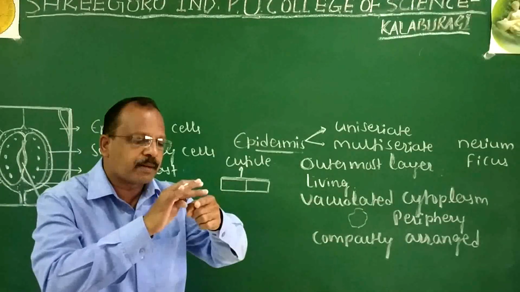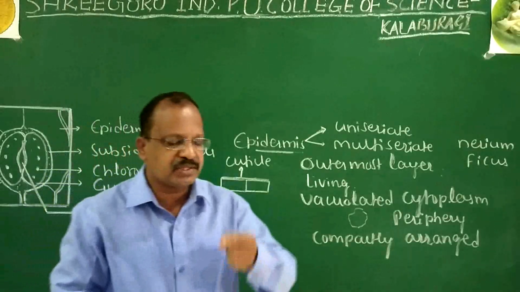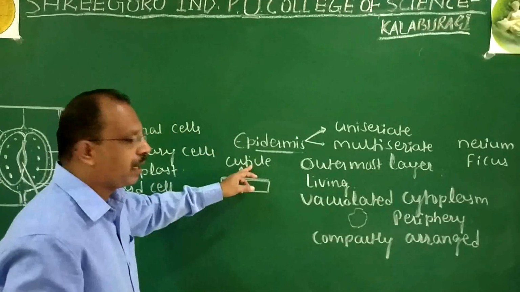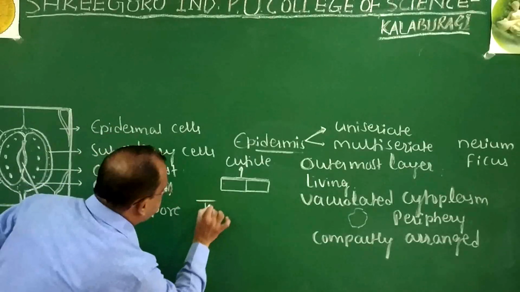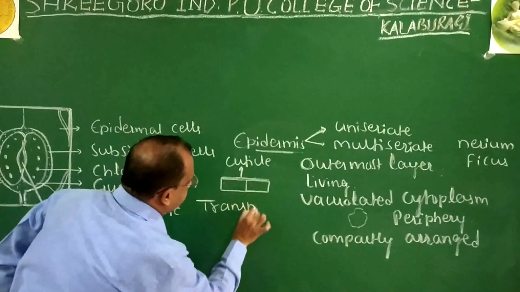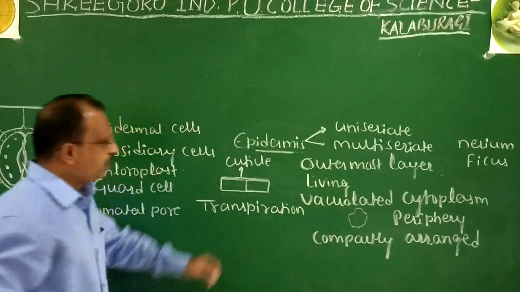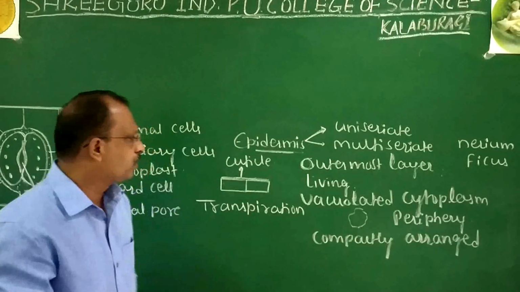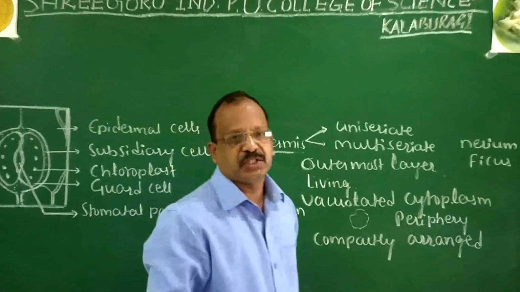Moving to one more character: the outer wall of the epidermis will show a thin waxy coat known as cuticle. Cuticle will check the rate of transpiration.